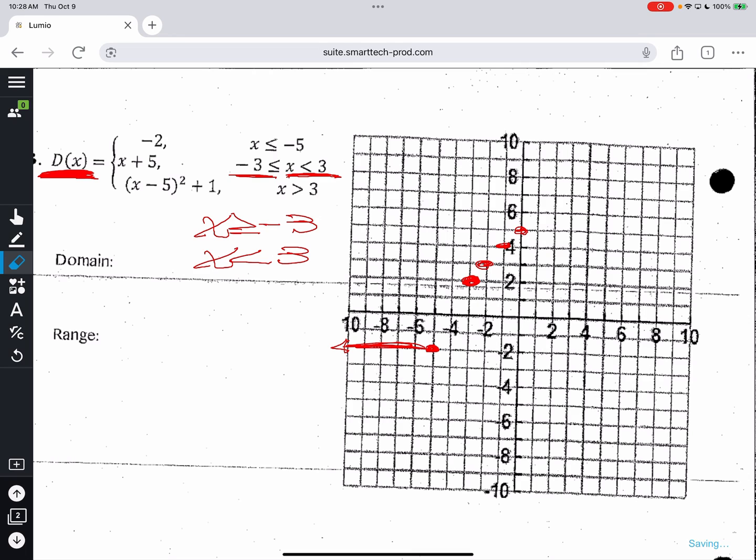But it has to be less than 3. So we can go up here, and then when we get to 3, it's a circle. And that's what we put for that one. Does that make sense?